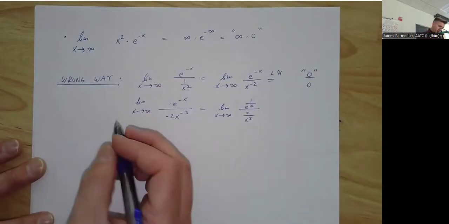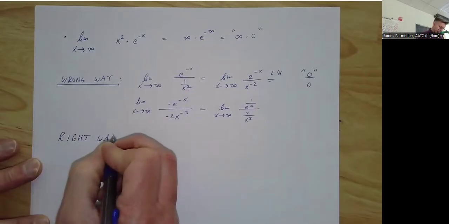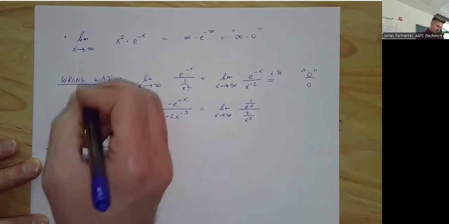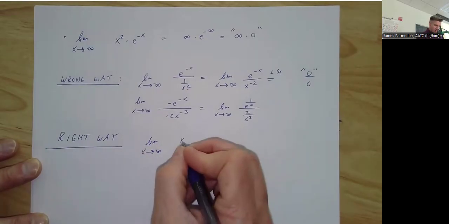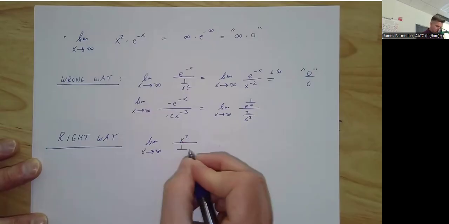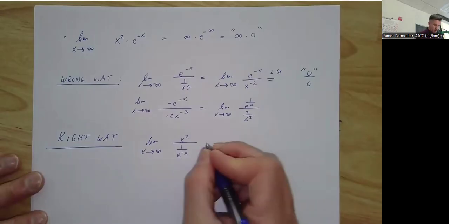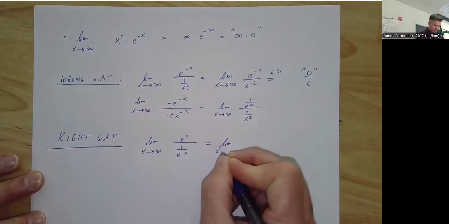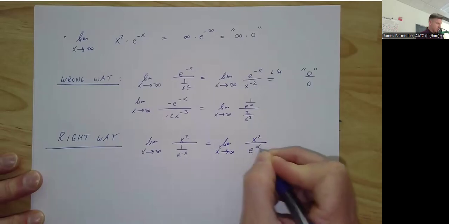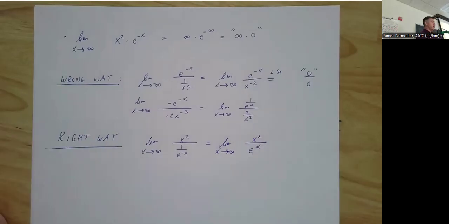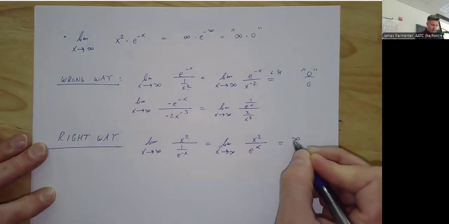So instead, the right way to do this is to write it as the limit as x goes to infinity of x squared divided by the reciprocal of e to the negative x. Now, normally I would just skip right by that step and write it as the limit as x goes to infinity of x squared divided by e to the x. And now it looks like it's not that terrible. It is an infinity over infinity type.